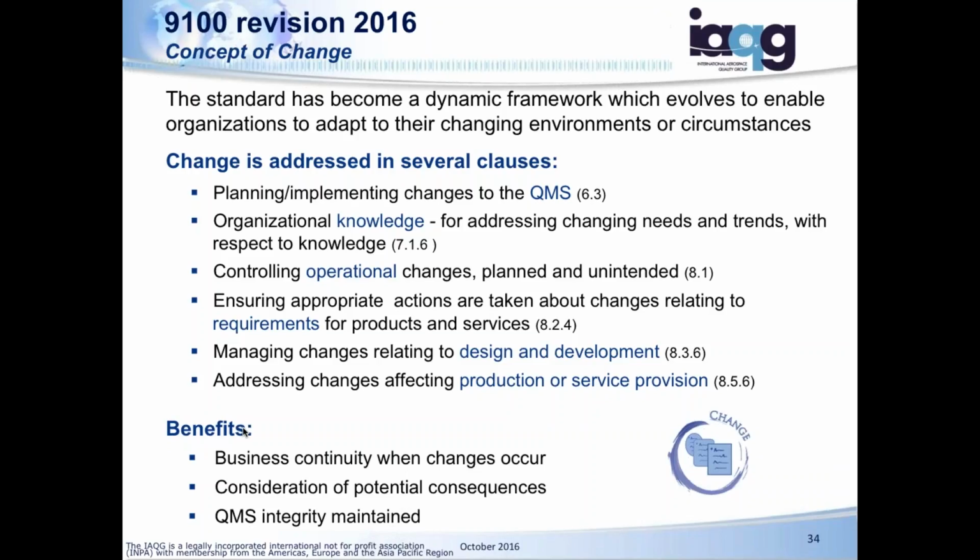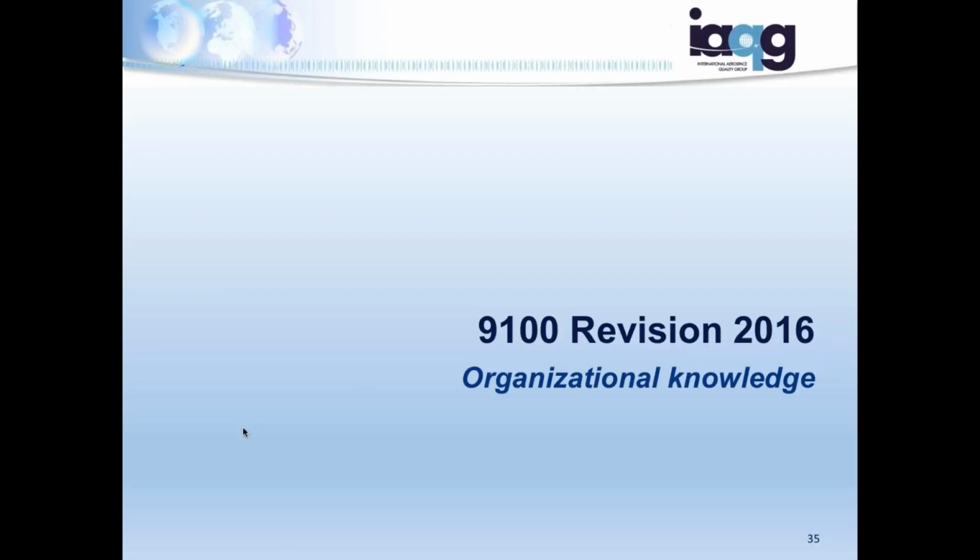As I'm doing my operations, previously product realization, as I have operational changes, both planned and unintended, how do I manage those activities? How do I ensure actions are taken with regard to the contract area and communicated within my design and development process, within my production process? So the benefit of this is trying to ensure business continuity when changes occur, considering the consequences so my quality management system integrity is maintained.